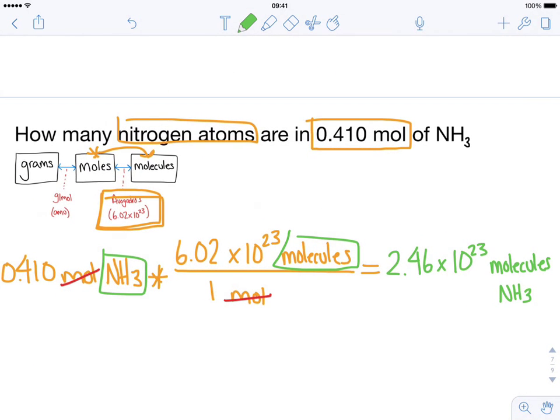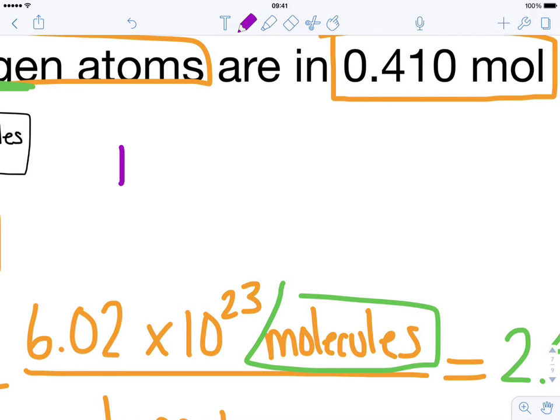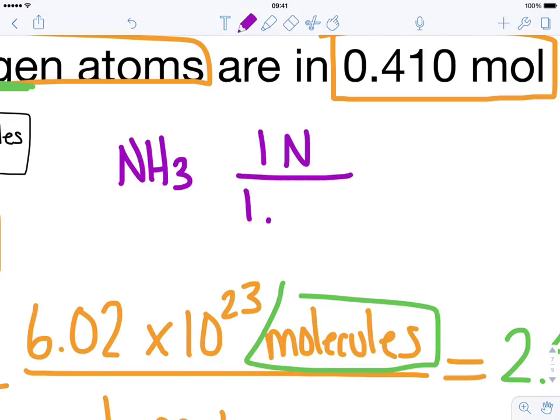Now, is that what the question's asking us for? Molecules of NH3? No, it's asking us just for how many nitrogen molecules, not molecules of NH3. So not molecules of the whole thing, molecules of one part of the whole. So if we take a closer look at NH3, that in itself can be written as a conversion factor. We can say that there is one nitrogen in one NH3.